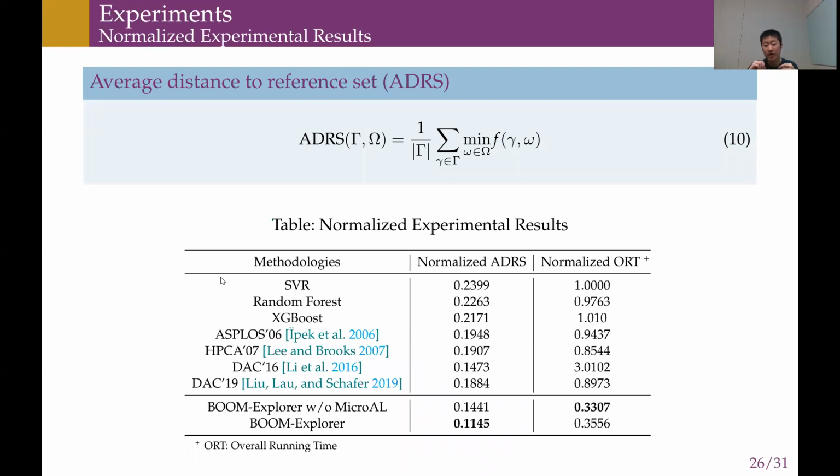For more comparison, we compare these algorithms with normalized ADRS and normalized ORT. ADRS is formulated as equation 10. It calculates the distance between the real Pareto and the predicted Pareto. As you can see, BOOM-Explorer outperforms other algorithms. We also compare BOOM-Explorer with and without MicroAL. As you can see, without MicroAL, the performance decreases.